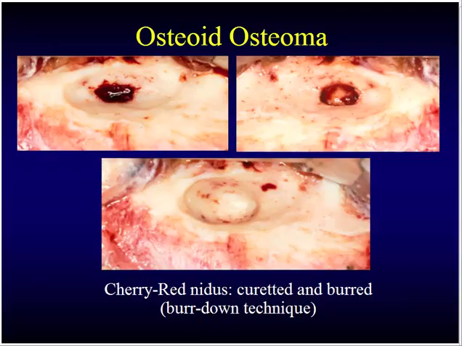So how do you treat these things? Well, you have to remove the nidus, either by radiofrequency ablation to fry it or to take it out surgically. It's only the nidus that's abnormal. All that reactive bone does not need to come out. So here's a case of a burr down technique. There's the cherry red nidus. You scrape it out with your curettes, and then you take the burr and widen that, so you do an extended intralesional procedure on it to get a bed like this. And they're pretty happy.